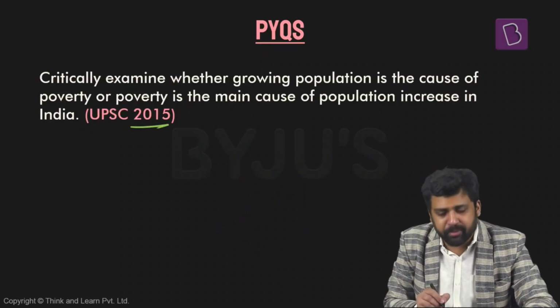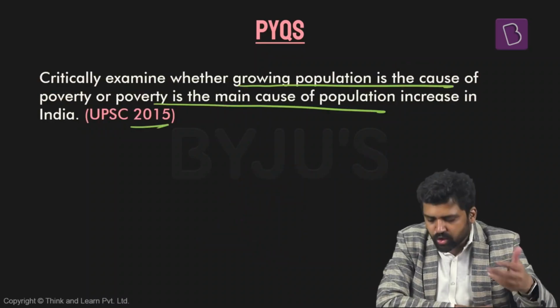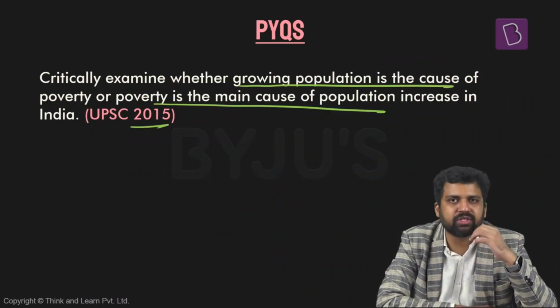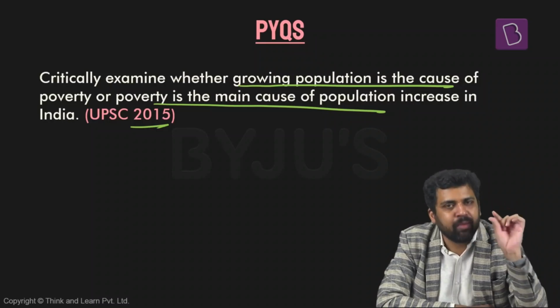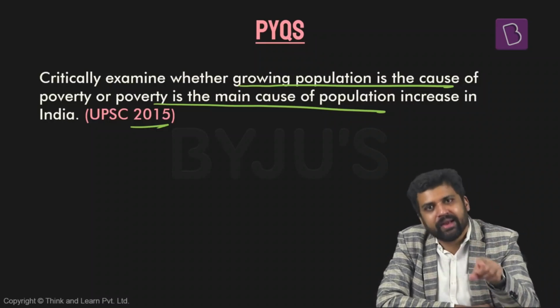UPSC 2015: Critically examine whether growing population is the cause of poverty or is poverty the main cause of population growth. Now this question I don't want to discuss here because this is linked with a very important concept of population. But if you have studied population, you can relate to it, right? If there is high poverty, fertility rates also tend to be high. If fertility rates tend to be high, it leads to increase in population.